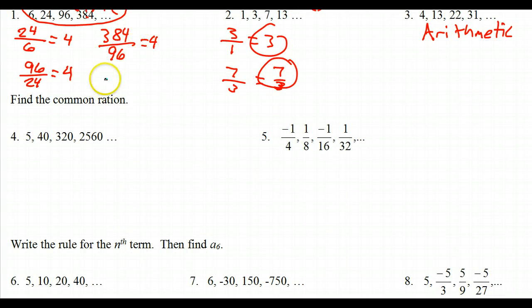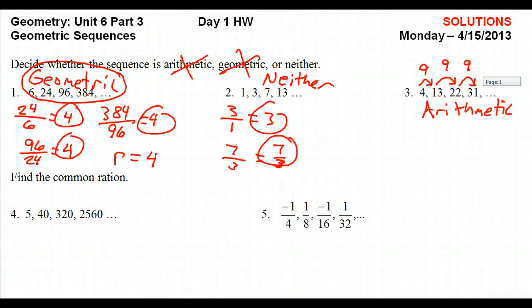Okay, for problem number 1, this number 4 is called the common ratio, and we use R to represent that. We call it the common ratio because if we take each term and divide by the previous term, that's how we get it. But when you look at the sequence, to get from one term to the next term, you would actually multiply by this common ratio. So if I did 6 times 4, I get 24. 24 times 4, I get the 96, and so on.